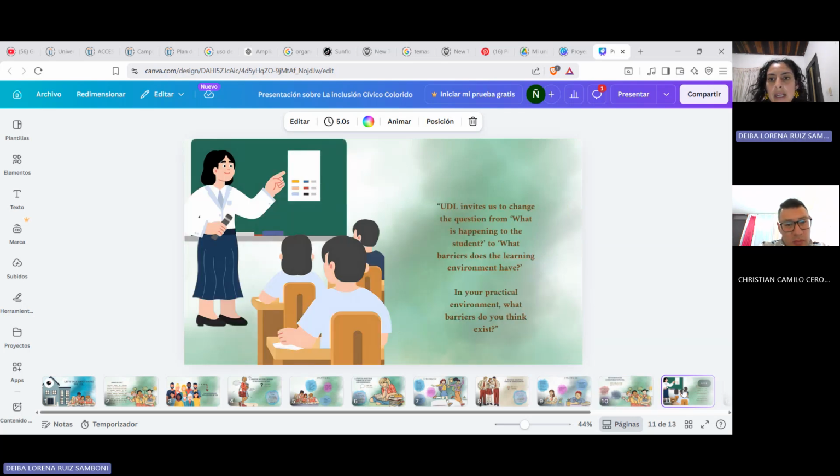UDL invites us to change the question from what is wrong with the students, to what barriers are present in learning and habits. Camilo, in your practical environment, what barriers do you think exist?